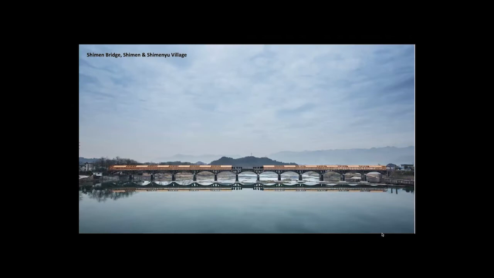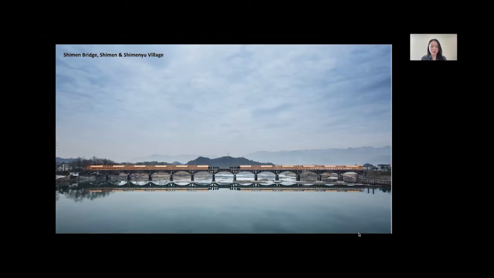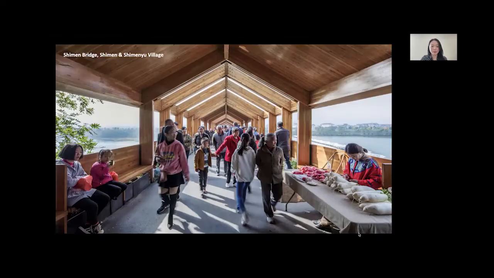This is a new assembly timber structure addition to the existing bridge structure. And it's also functioning as a multiple purpose public space. And since the two villages, Shimen and Shimen Yu, used to be one village back in ancient times, over 200 years ago, and were eventually separated into two by a flood, this new Shimen Bridge is also the symbol of reunion of these two villages.